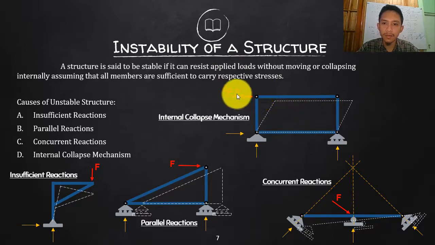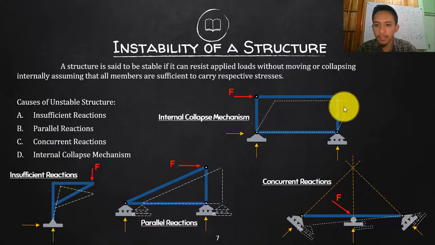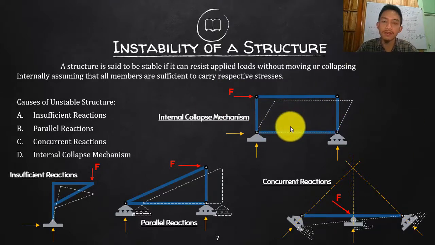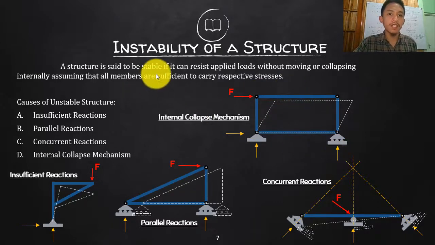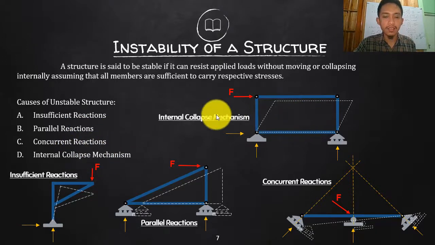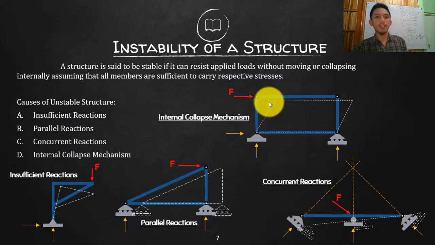So, of course, if you apply this force F, that will collapse this way, even if it will not move as a whole structure. So that is a collapse mechanism. The instability is internal, within the members, the arrangement and orientation of the members, not just in the supports. So again, instability will come from the orientation of the reactions, the number of reactions, and of course the orientation of the members for your structure to be stable.